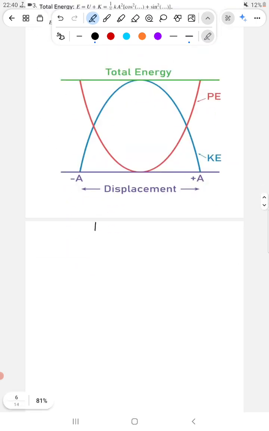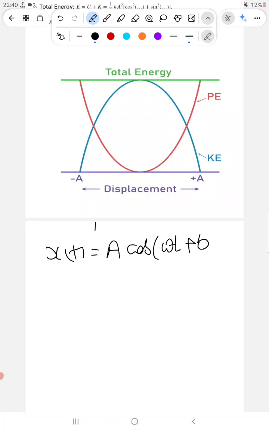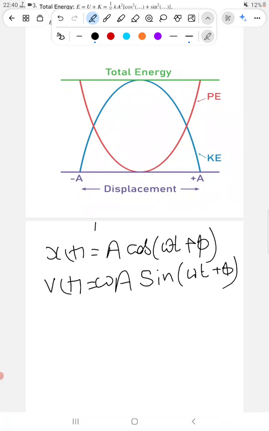Let me recall the displacement equation: x = A cos(omega t plus phi). In terms of cos we are taking it; we could also take it in terms of sine. So v(t) is obtained by differentiating the above equation. Omega comes out, and cos becomes minus sine: v = minus A omega sin(omega t plus phi). I should write here minus sine.